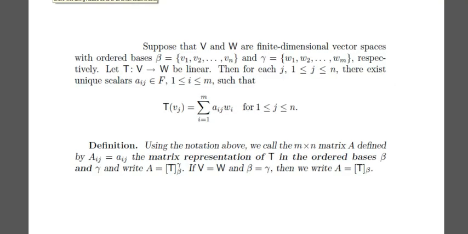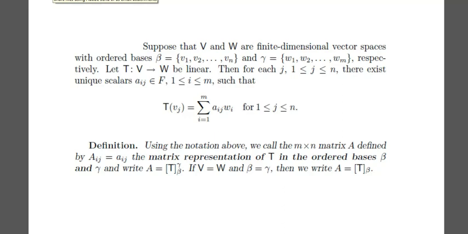Now suppose that V and W are two finite dimensional vector spaces with ordered bases beta equal to v1, v2, till vn and gamma equal to w1, w2, till wm respectively. Let T from V to W be linear. Then for each j, for j lying between 1 to n, we have scalars aij such that T of vj is equal to summation i equal to 1 to m of aij wi.